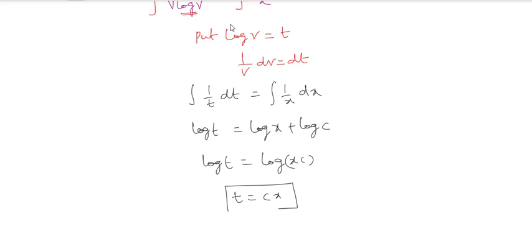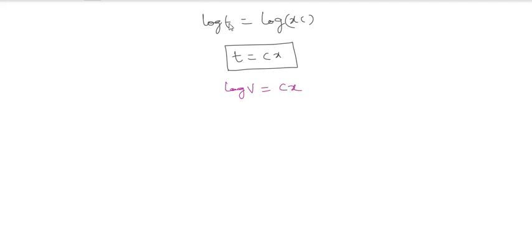Then what is your t there? t is nothing but log v. Again v is nothing but y by x. First let me substitute this. t is log v, which is equivalent to cx. Right? Then from this, what is your v? From this v is equivalent to what? This log goes to that side, e to the power of cx.